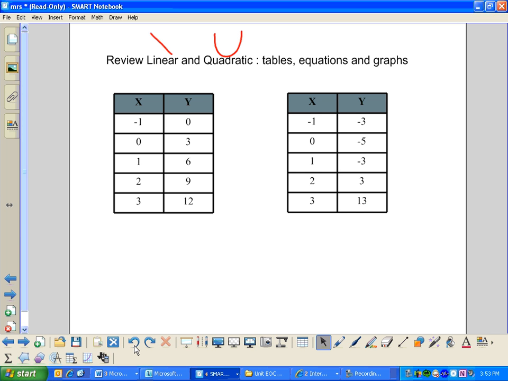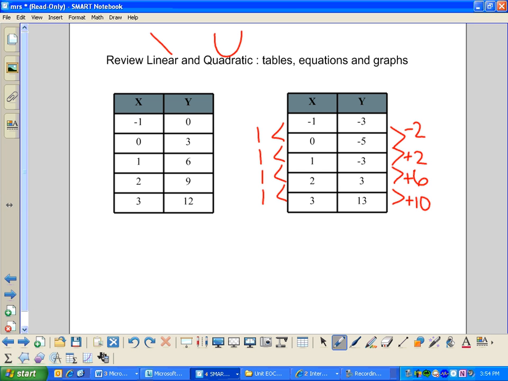Go ahead and do your first differences on the next table and see if it's linear. If it's not linear, let's keep it going and see if it's quadratic. -3 to -5 is -2. -5 to -3, I'm going up 2. -3 to 3, think about the number line, I'm going up 6. 3 to 13, I'm going up 10. Well, this is definitely not linear.